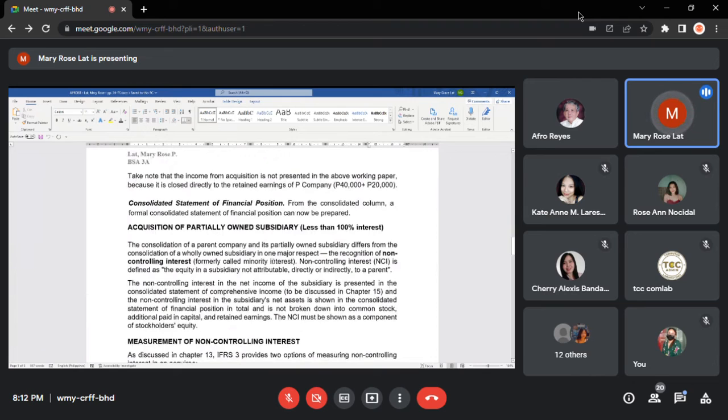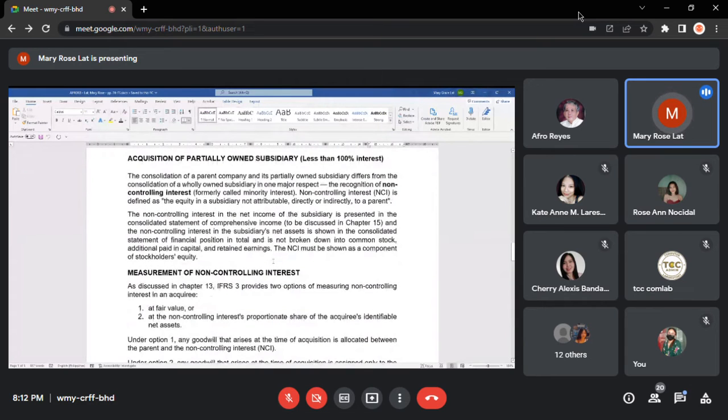Take note that the income from acquisition is not presented in the above working paper because it is closed directly to the retained earnings of P Company, 40,000 plus 20,000. Consolidated statement of financial position. From the consolidated column, a formal consolidated statement of financial position can now be prepared.